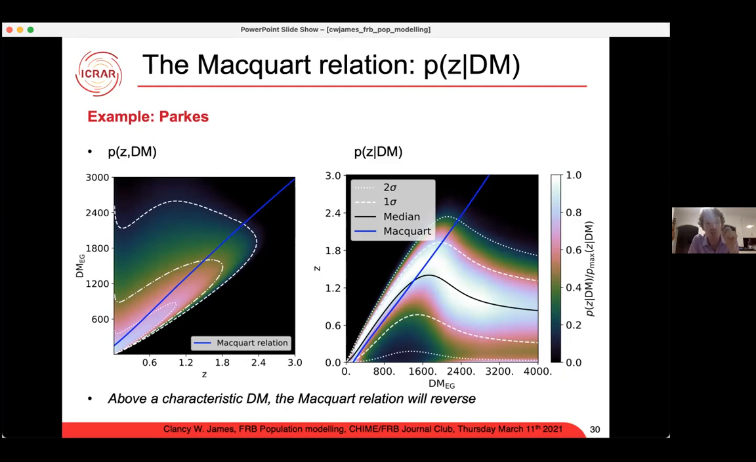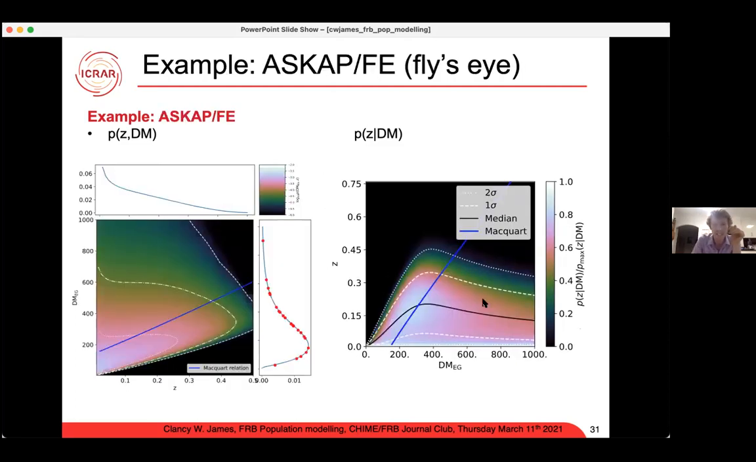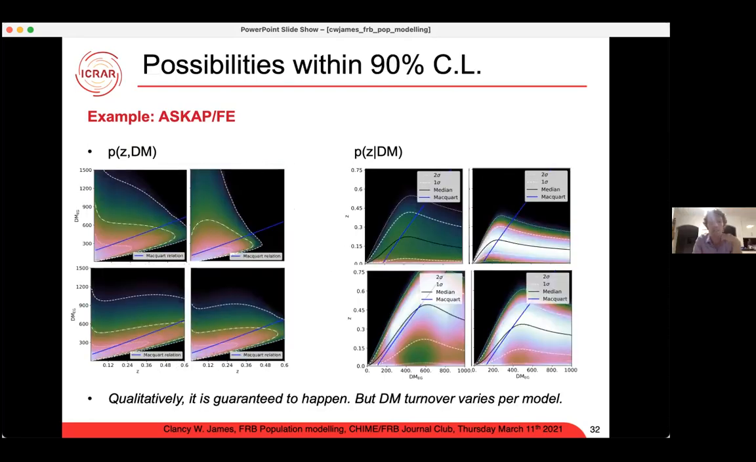So this is telling you that for any large sample of FRBs, your highest DM events will not be your most distant, right? They'll actually be closer. And if you were to plot things in order of DM, probably the majority of your population will be here, but then your highest DM ones will be closer. Now, I'll skip over the example from ASKAP, but what I will point out here is that clearly this is all model dependent, right? But what I've done here is this is for the ASKAP fly's eye observations.